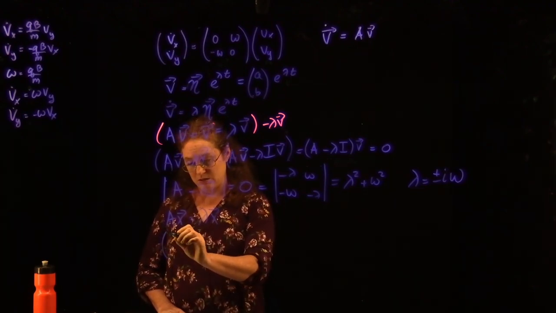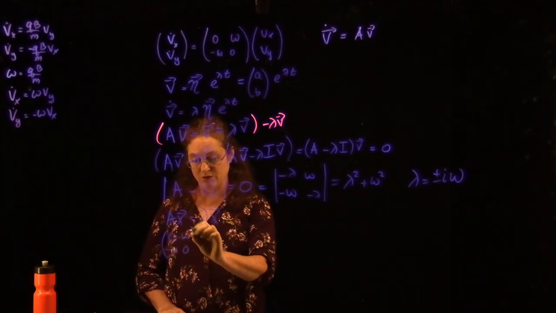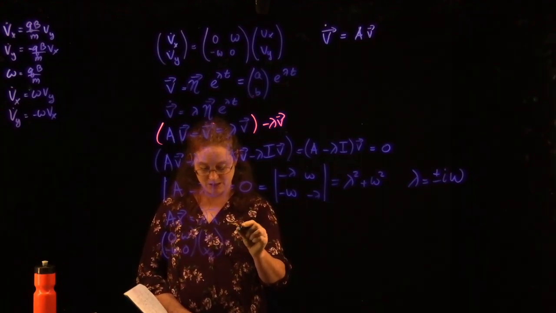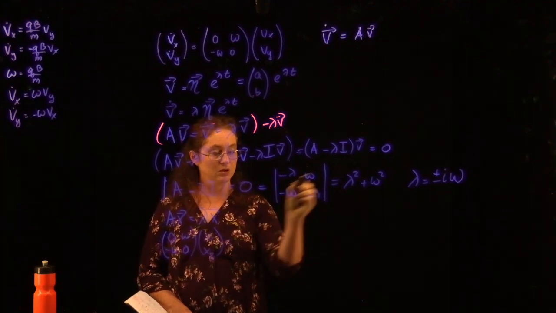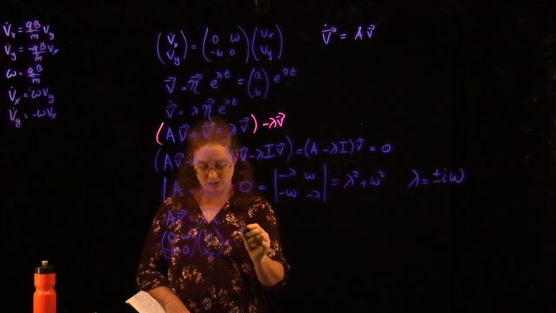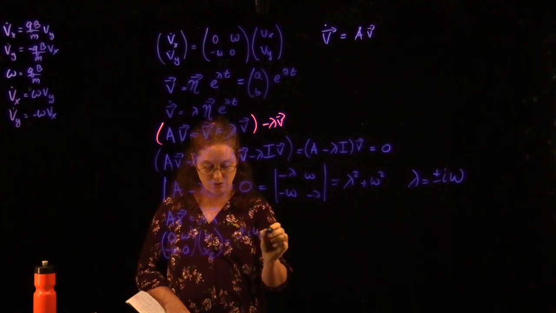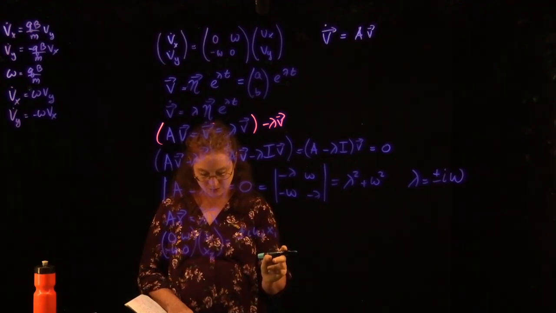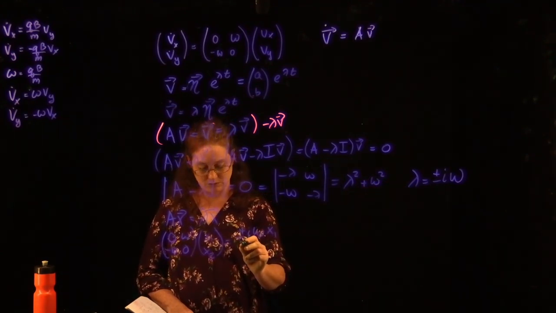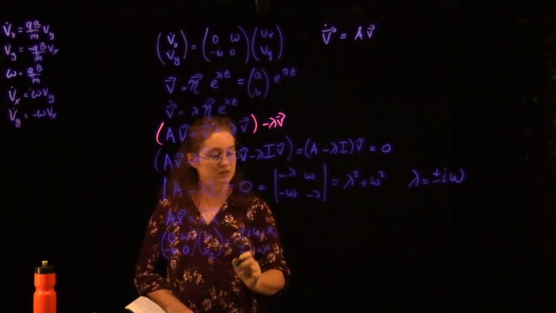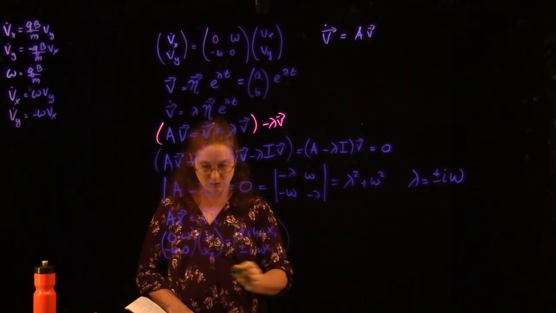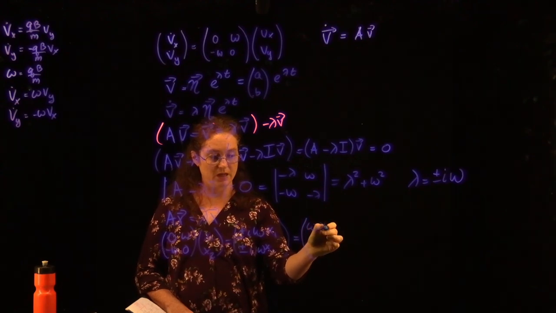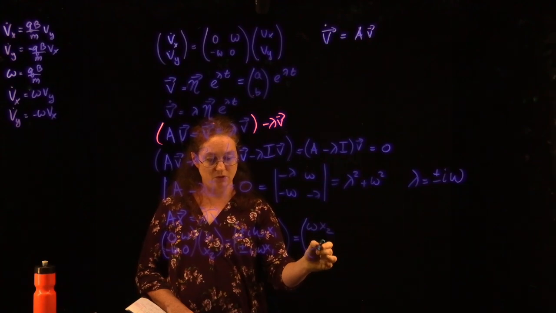So, 0 omega, negative omega, 0. Here, x might not be the best decision for a variable name, but I'm going to stick with it. And then here, this has to equal lambda times x. So this is plus or minus i omega x1. And here, plus or minus i omega x2. And then here, I do this matrix multiplication, I get omega x2 and negative omega x1.